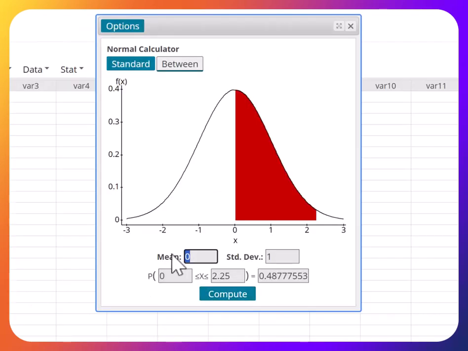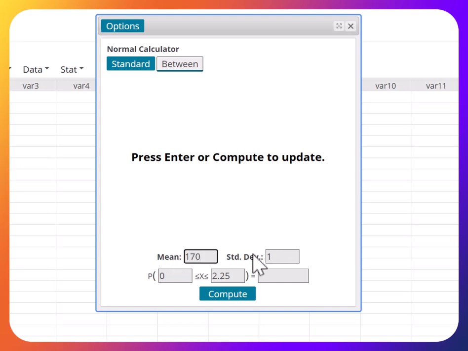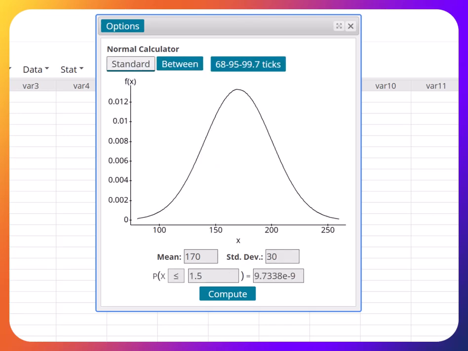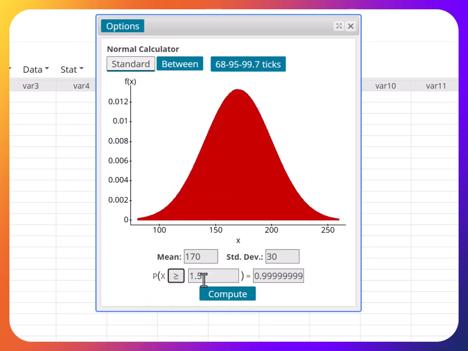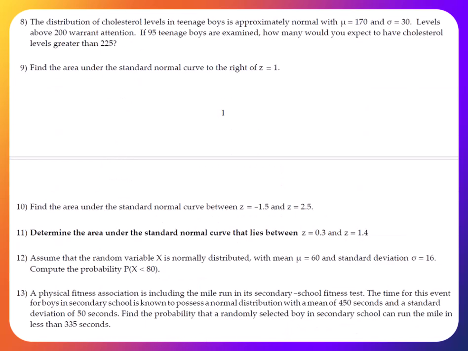So the mean is 170. It's not 0.1 anymore now. Standard deviation is 30. And go to standard, click right here. And he wants what's the probability that the cholesterol level is greater than, what was it? Let me double check. More than 225.